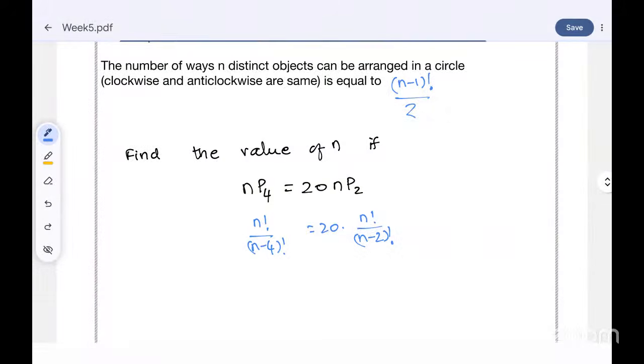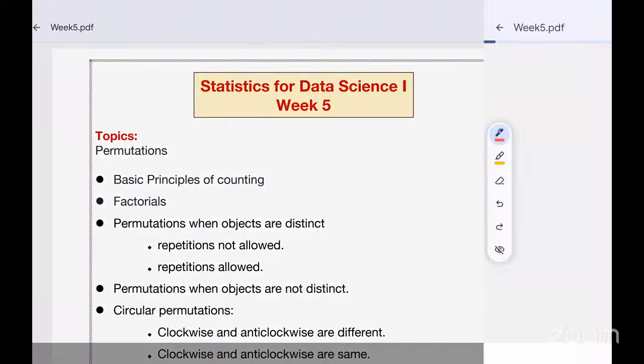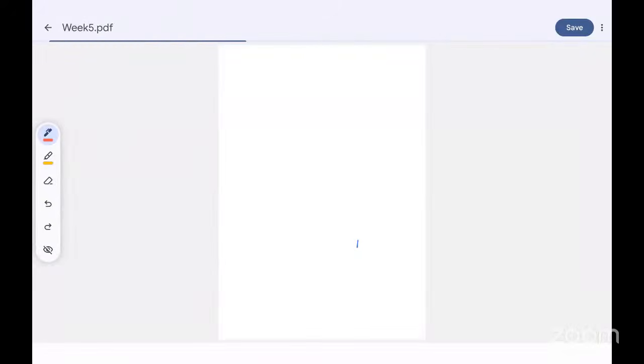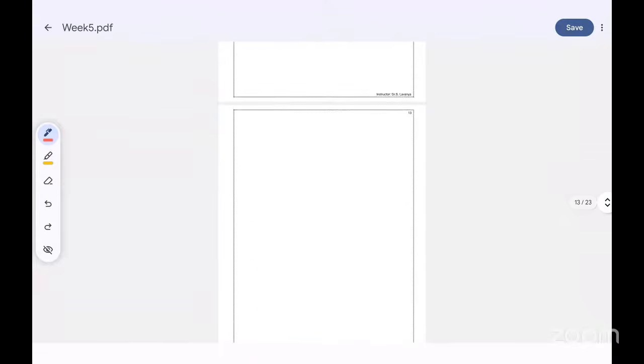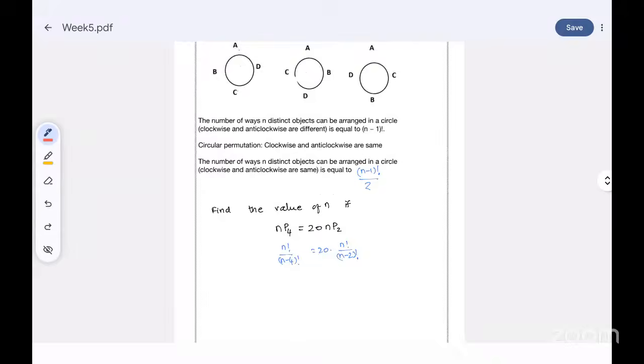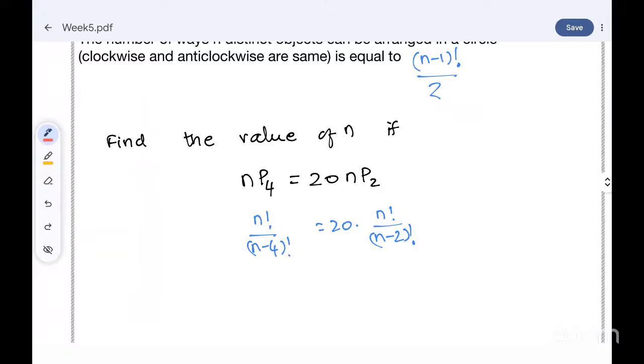Suppose you take any specific number for n, say n is equal to 7. Then n minus 2 is 5 and n minus 4 is 3. So in this way, you know what you should be cancelling out, right? First of all, n factorial and n factorial, you can easily cancel them out. So this gets cancelled. Then what is remaining? You have (n minus 2) factorial is equal to 20 times (n minus 4) factorial.